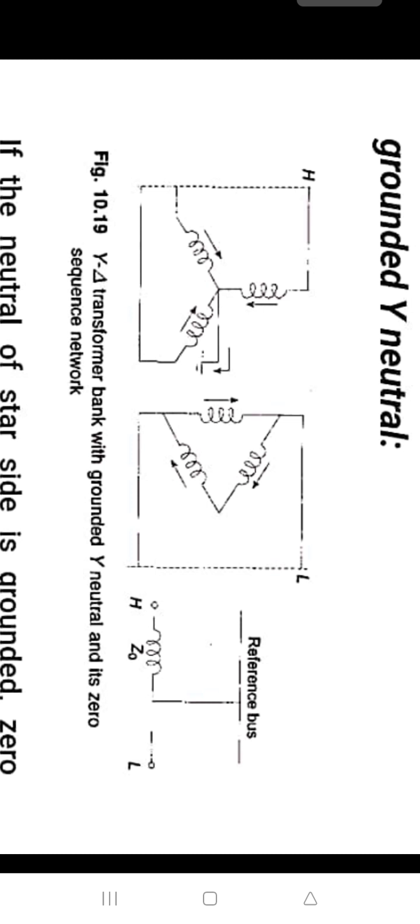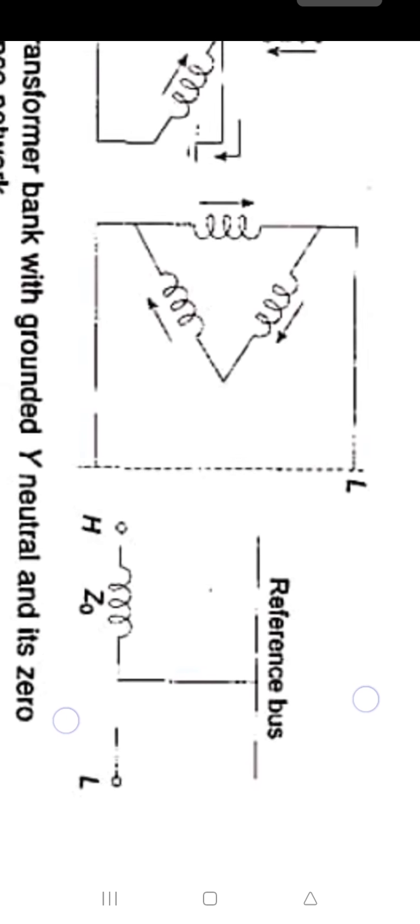So, the zero sequence network must therefore give a path from the line H on the star side through the zero sequence impedance of the transformer to the reference bus, while an open circuit must exist on the L side of the delta. If the star neutral is grounded through Zn, an impedance 3Zn appears in series with Z0 in the sequence network.